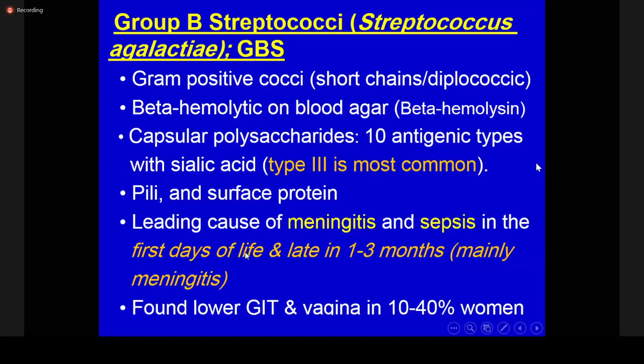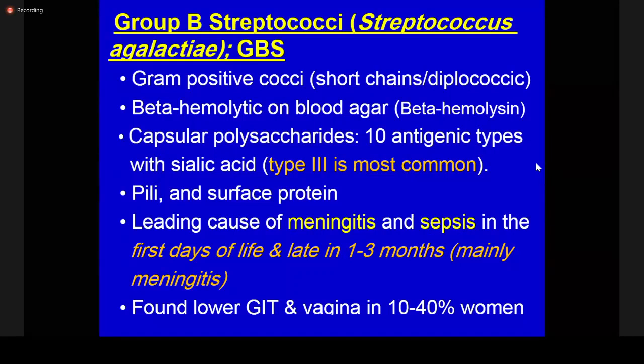In the first day of life, after delivery, if I ask you the most important microorganism causing meningitis, it is group B streptococci, Streptococcus agalactiae. And also, a bit later, within the first 3 months, from 1 to 3 months of age. So, two peaks: in the first days of life after delivery, and from 1 month to 3 months. So if you are asked the most common microorganism causing meningitis in the first few days of life, you will choose group B streptococci, or Streptococcus agalactiae.